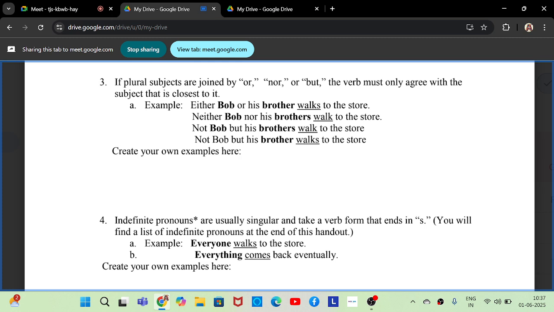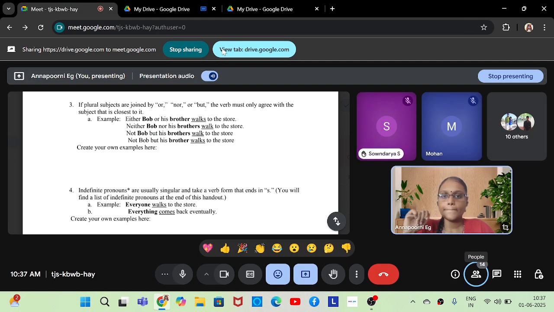Okay, I will give one example. Either Ram or Raj attends the exam. Can you try now? Yes, Soundarya.